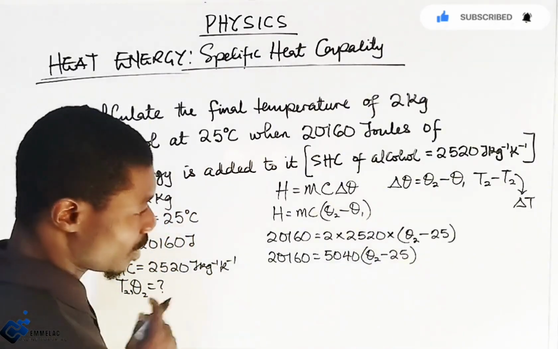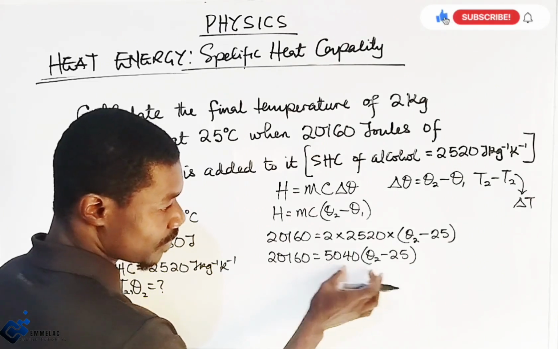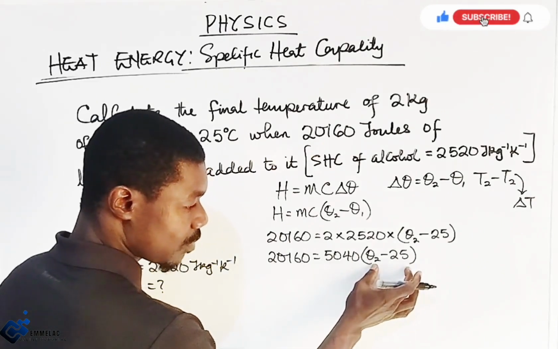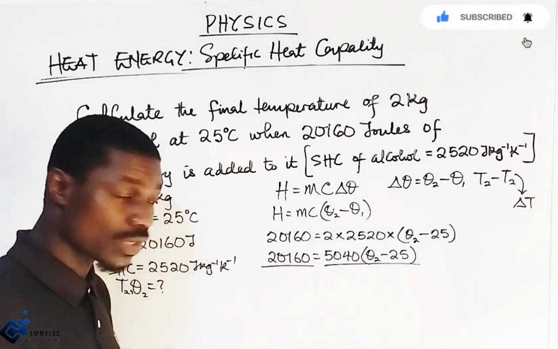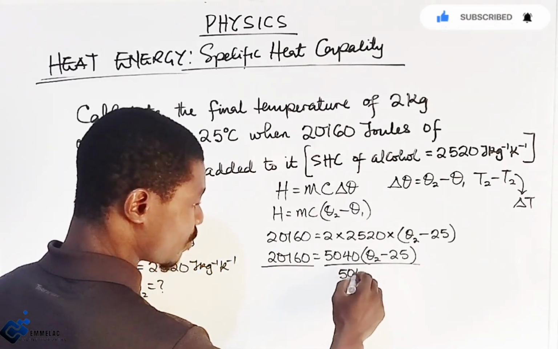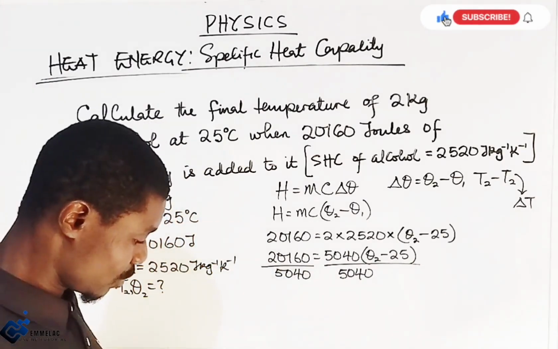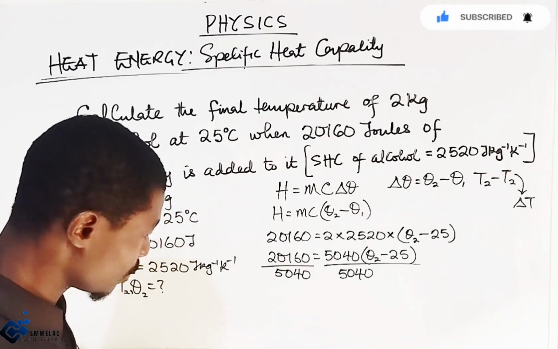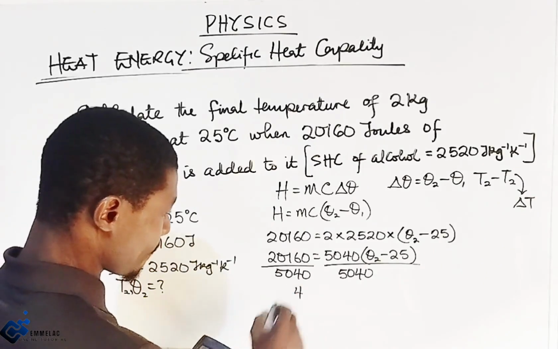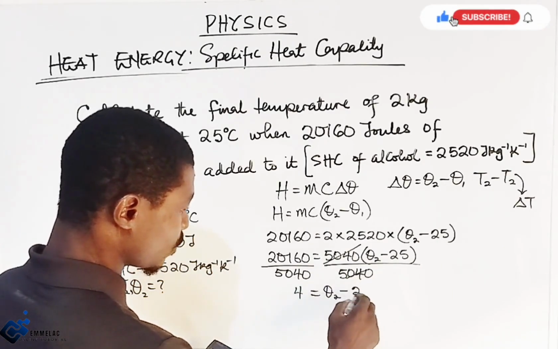Since 5040 is the coefficient of the term we are looking for, we divide both sides by this coefficient. We have 5040 over 5040, and 20160 divided by 5040 gives us 4. This will eliminate this, then 4 equals theta2 minus 25.